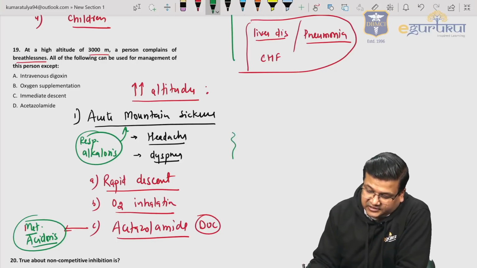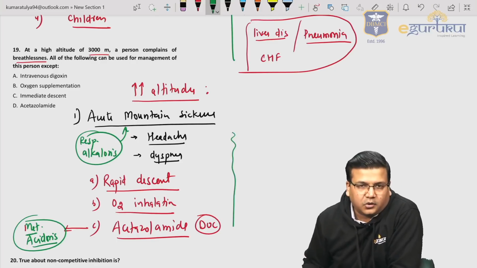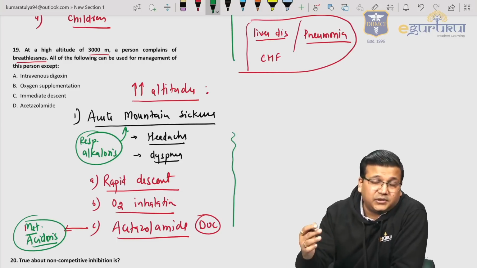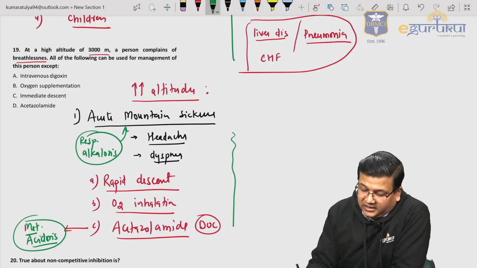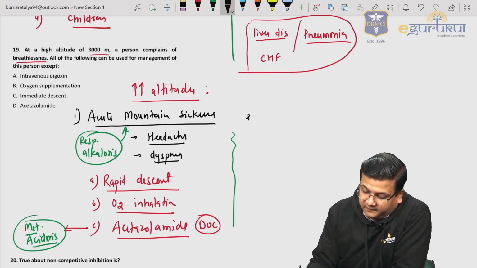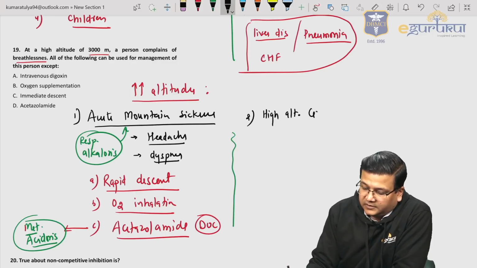This is the first stage of high altitude problem, acute mountain sickness. Ask the patient to descend. He may not. He may continue to climb. He will enter the second step, which will result in high altitude cerebral edema.